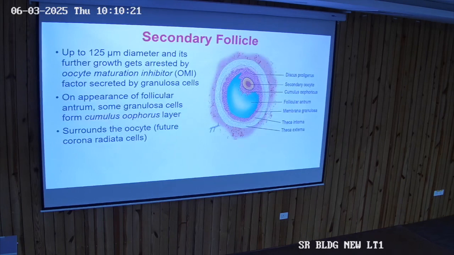As the size of the secondary follicle is increasing, it increases up to 125 micrometer diameter. Along with this, there is secretion of oocyte maturation inhibitor from the granulosa cells. What does this oocyte maturation inhibitor do? It arrests the growth of the follicle. So ovulation will not take place.